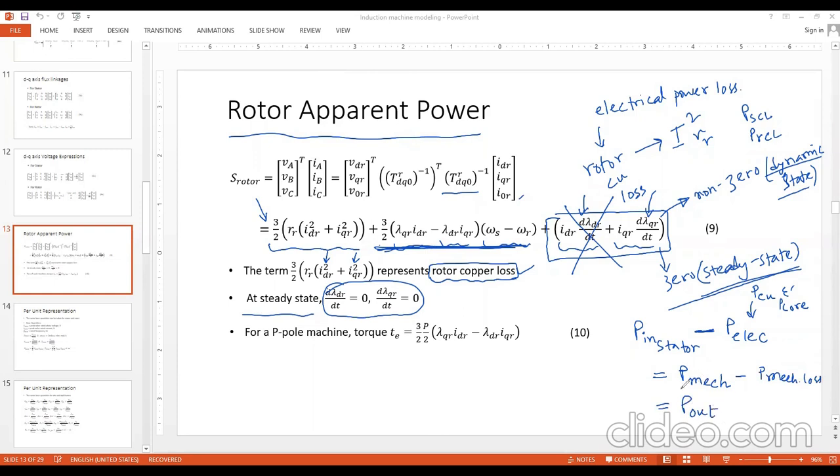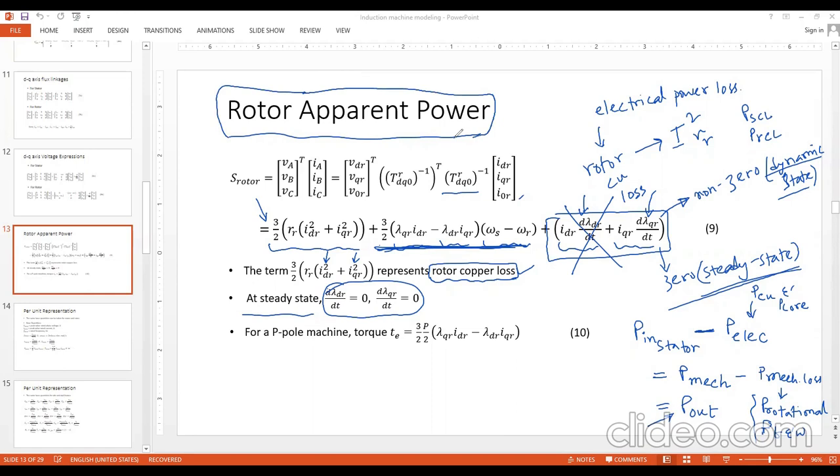Okay. So P mechanical, you can say, is some intermediate level of power before deducting the mechanical losses. So what are the mechanical losses? Mechanical losses could be P rotational losses, P friction and windage losses. So these are the mechanical losses. So this is the final ultimate P output power. But we are actually looking at the rotor apparent power. Okay, the rotor apparent power.